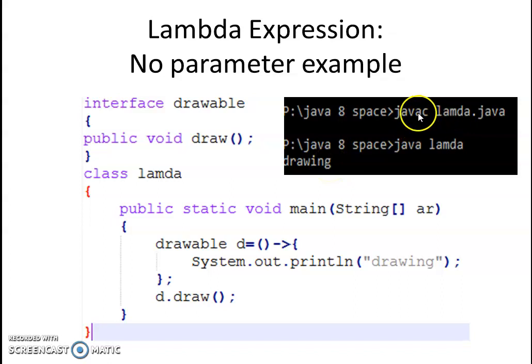So this is the general syntax of compiling and running a Java program. Hope this particular lambda expression is clear. Here the lambda expression is not taking any parameter. That's why we are not writing any parameter inside the parentheses, as in the interface we have a method having no parameter, right?